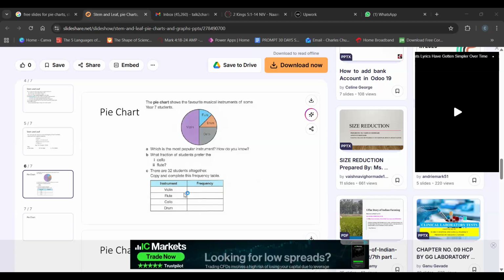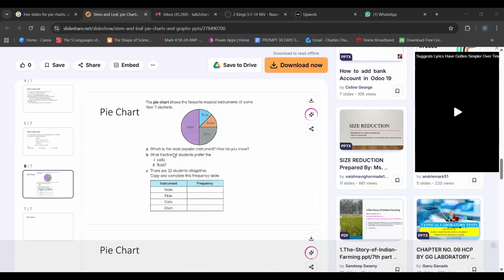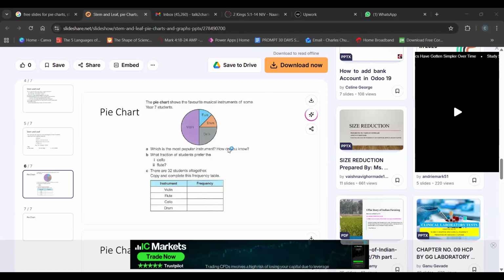Okay, we'll take it up from this to the next one. It says the pie chart shows the favorite musical instruments of some year seven students. Which is the most popular instrument? And how would you know? Of course, it's the one that has the largest share, the violin.